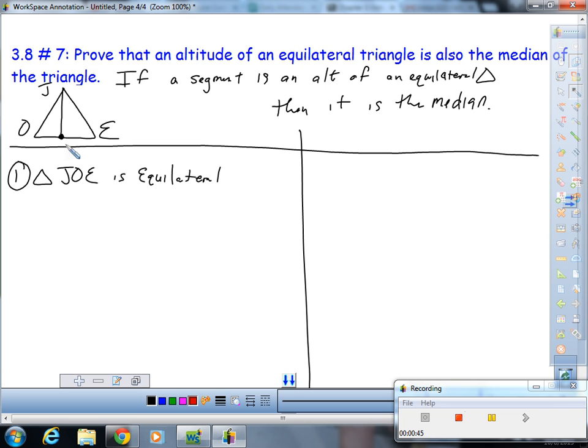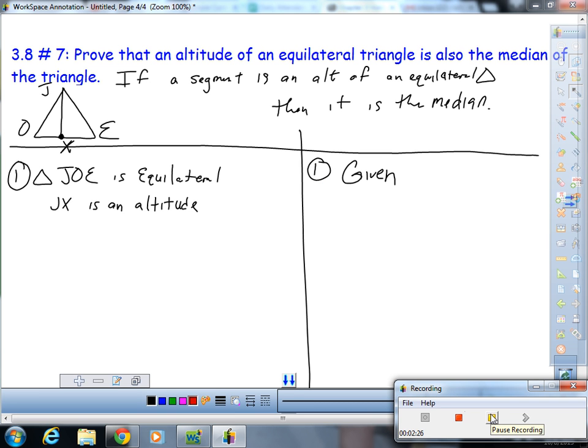How about X? What else are we given? JX is an altitude. We are given that information because that's part of the if. Okay? Pause function. Boom. Given. Magic. All right. So we've got to show that JX is a median.